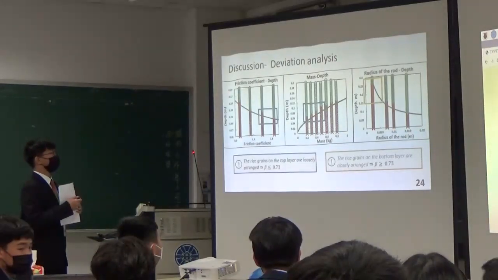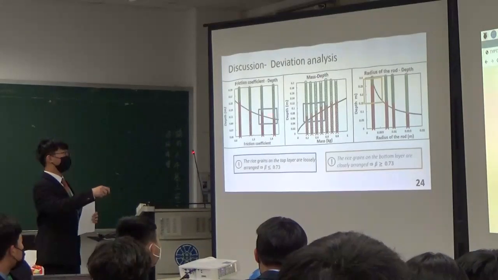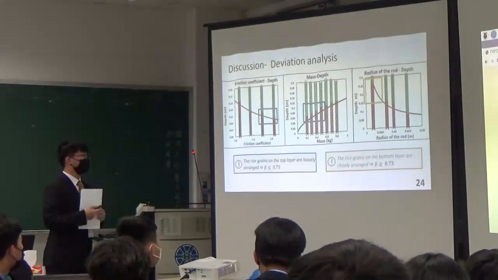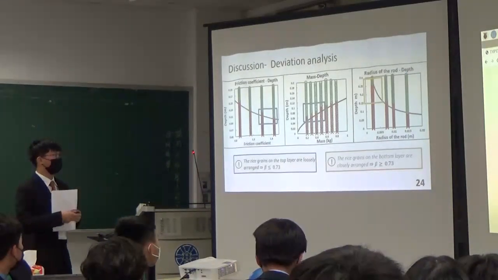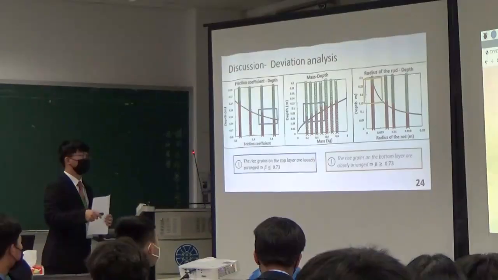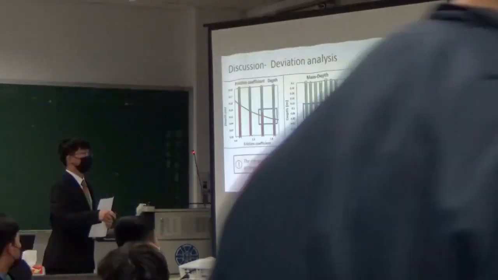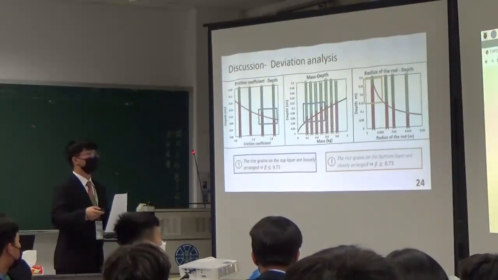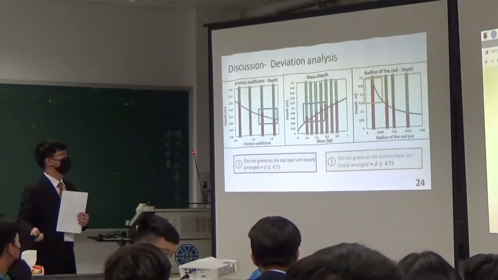And the next discussion is about deviation analysis. As you can see, in the final part of the graph, the rice grains on the top layer are loosely arranged. So in the actual situation, beta will be smaller than 0.73. And the rice grains on the bottom layer are closely arranged, so beta will be bigger than 0.73, which is the deviation in our experiment.